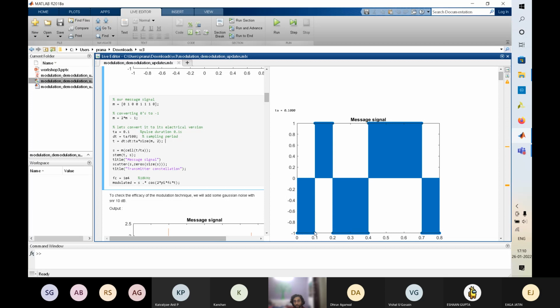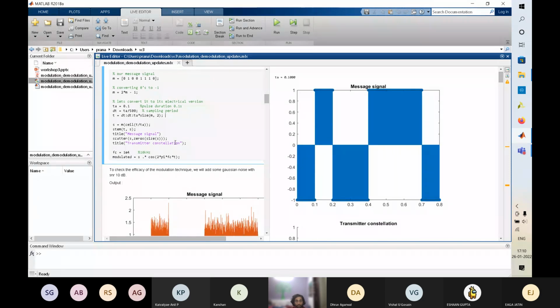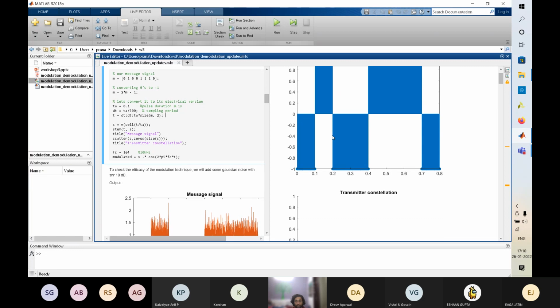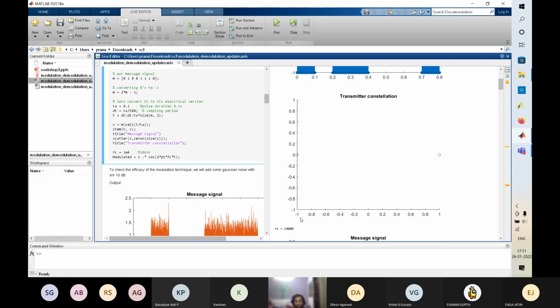In the first workshop, we discussed that the analog signal has infinite information, whereas the digital signal has limited information. What we are doing here is converting a digital signal to an analog signal. We repeat the same signal so many times that it approximately becomes an analog signal. This is the constellation diagram. Most of the signals we can see are near -1 or +1.